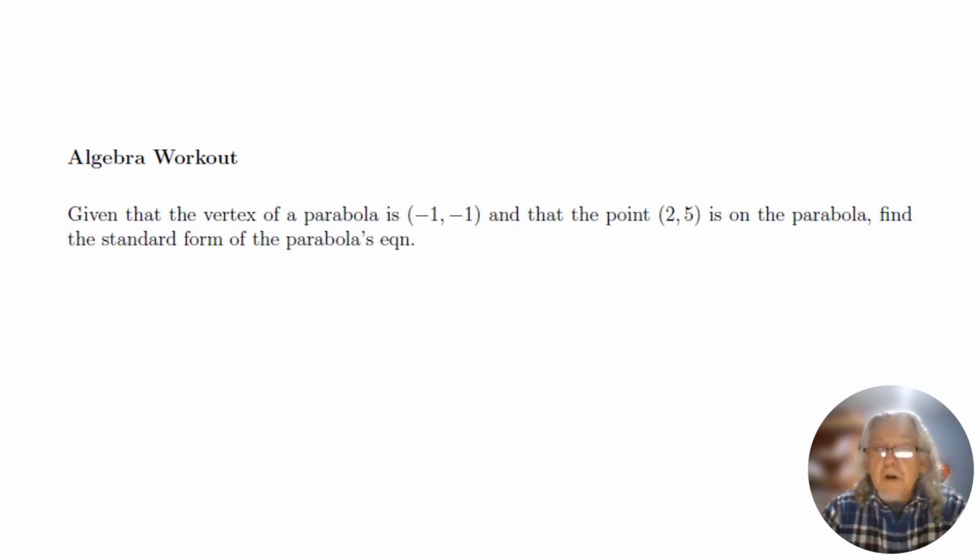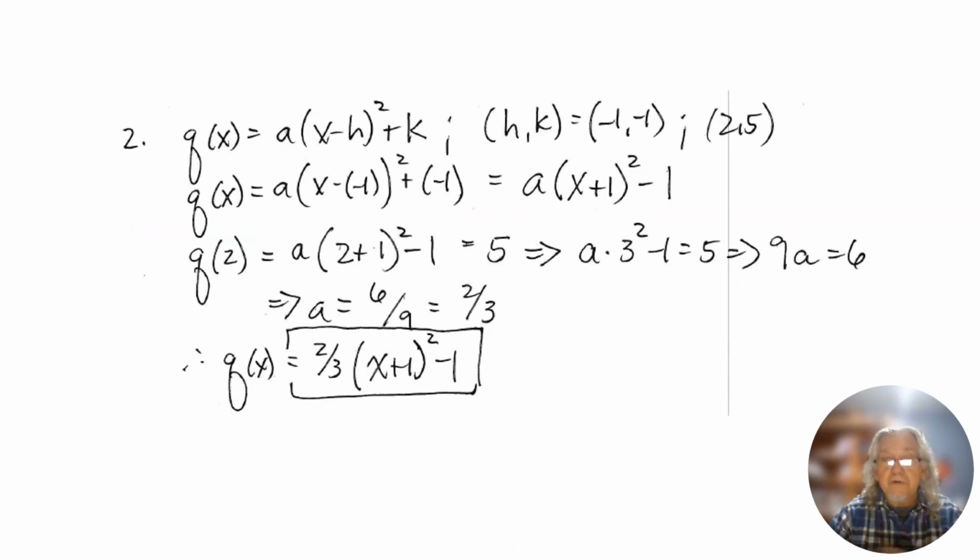Here's the algebra workout portion of this. You're given that the vertex is negative 1, negative 1, and the point 2 comma 5 is on the parabola. Find the standard form of the parabola's equation. Sometimes I can't write all of those letters. It just won't come out of my hand or typing. So here's the standard form.